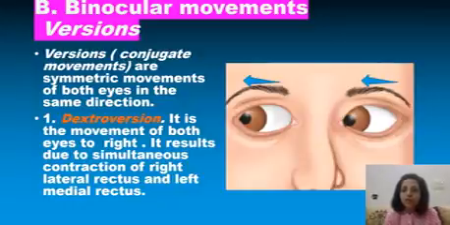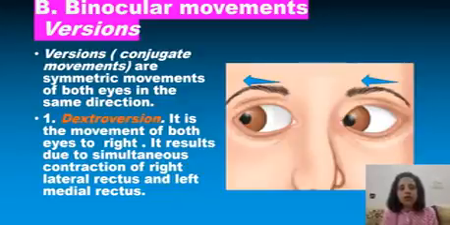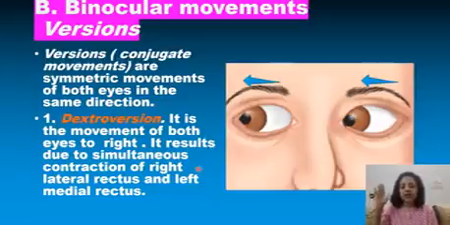Now the binocular movements, which are known as the versions. Versions are the conjugate movements, the symmetrical movement of both the eyes in the same direction, like dextroversion, which will mean the movement of both the eyes towards the right. It will be because of the simultaneous contraction. Both the eyes moving towards right means the lateral rectus of the right eye and medial rectus of the left eye will help in dextroversion.